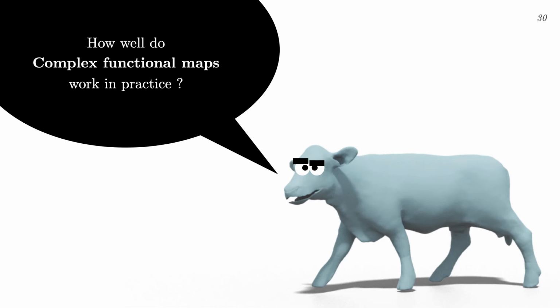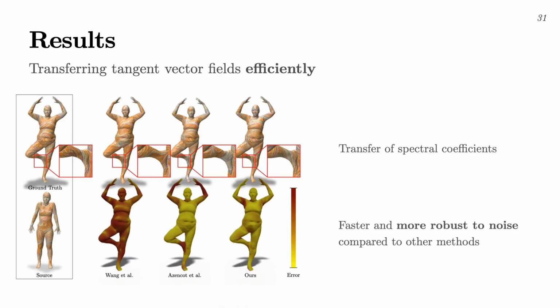Now, how well do complex functional maps work in practice? Glad you asked, Mr. Cow. A first advantage of complex functional maps is that since they encode differentials, they allow for efficient tangent vector field transfer, here visualized with their flow. Our method proves faster and more robust to various kinds of noise compared to other methods.